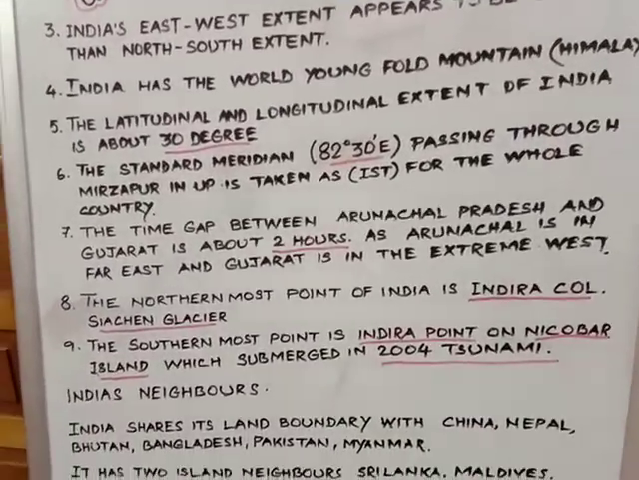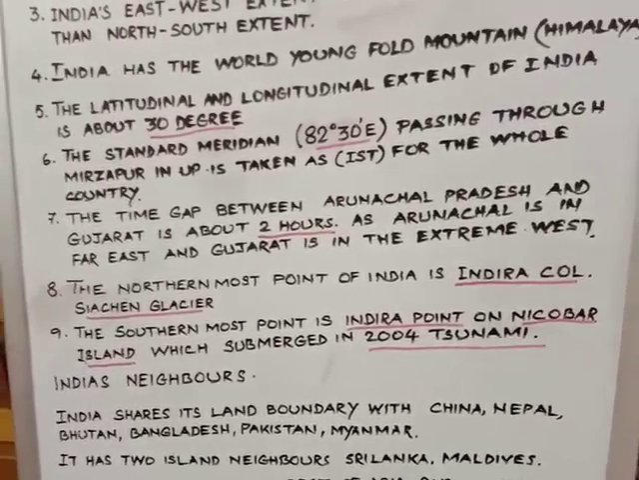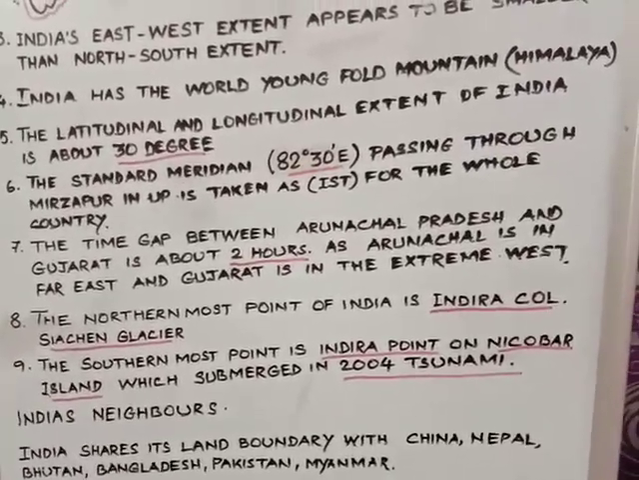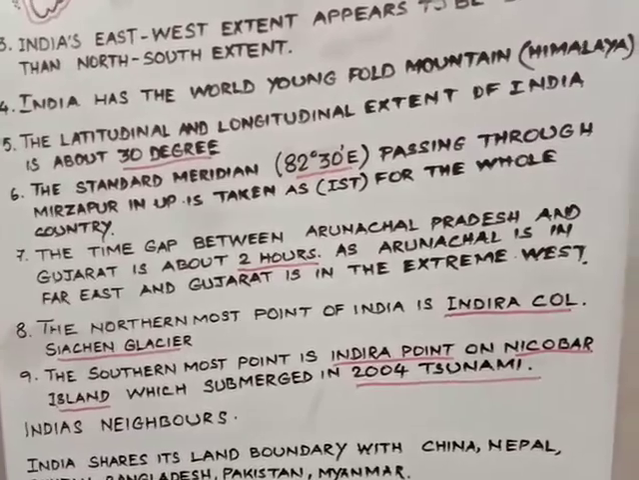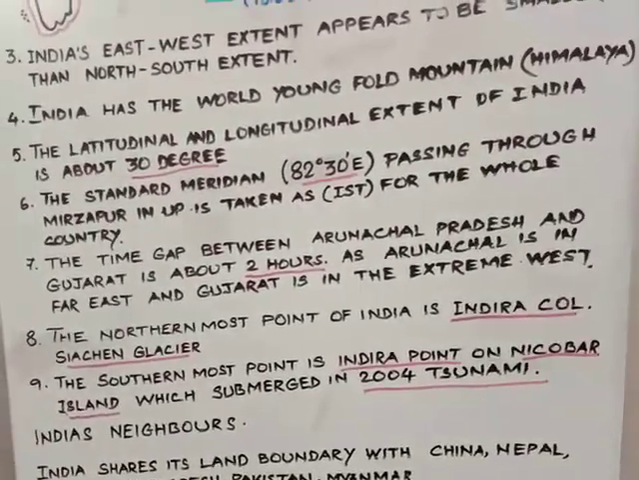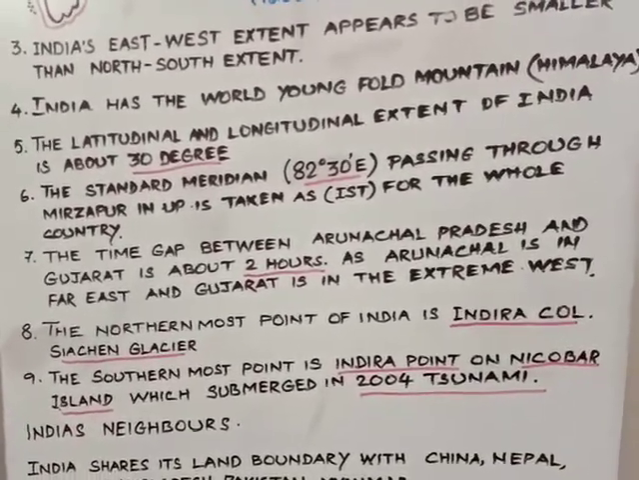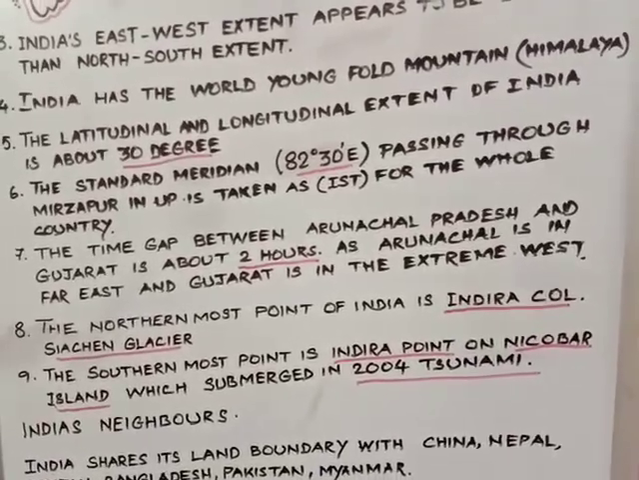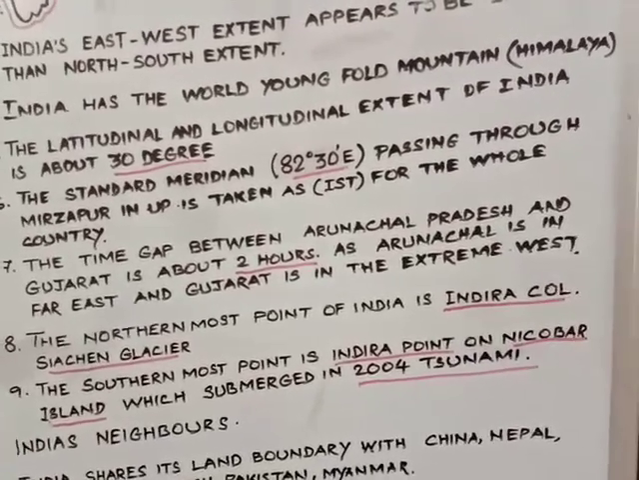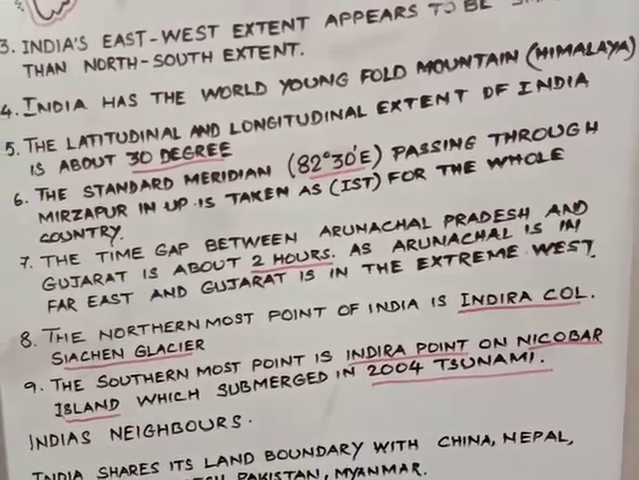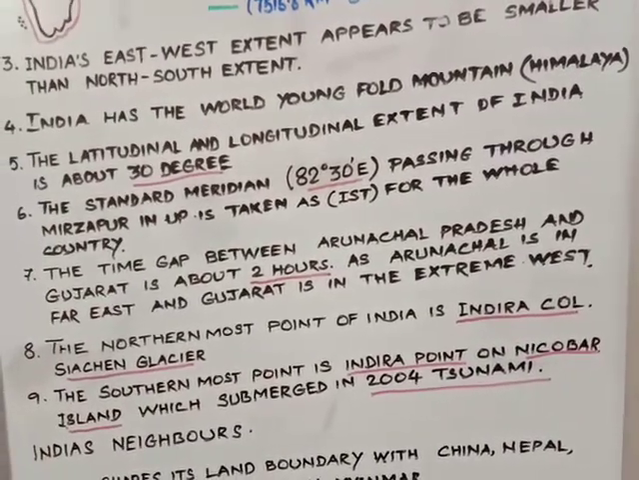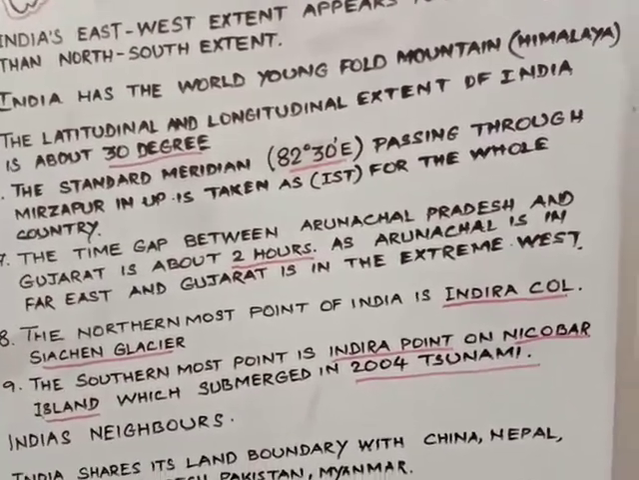Number 8. The northernmost point of India is called Indira Col. It is in Siachen Glacier. You have heard about Siachen Glacier, the world's highest battlefield and the coldest battlefield, where the temperature is always about minus 30, minus 40 degrees. And that point, we have a point called Indira Col, and that is the northernmost point of India.